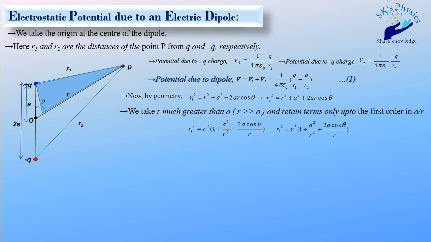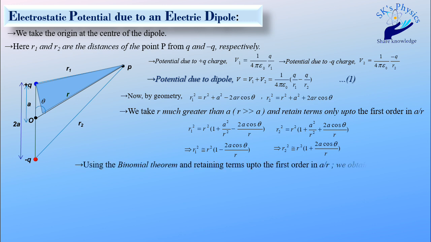Now a square by r square is the smallest value, so neglect it. So r1 square is equal to r square times 1 minus 2a cos theta by r. Same, r2 square is equal to r square times 1 plus 2a cos theta by r. Using the binomial theorem and retaining terms up to the first order in a by r, we obtain 1 upon r1 is nearly equal to 1 upon r times 1 minus 2a cos theta by r raised to minus 1 half.